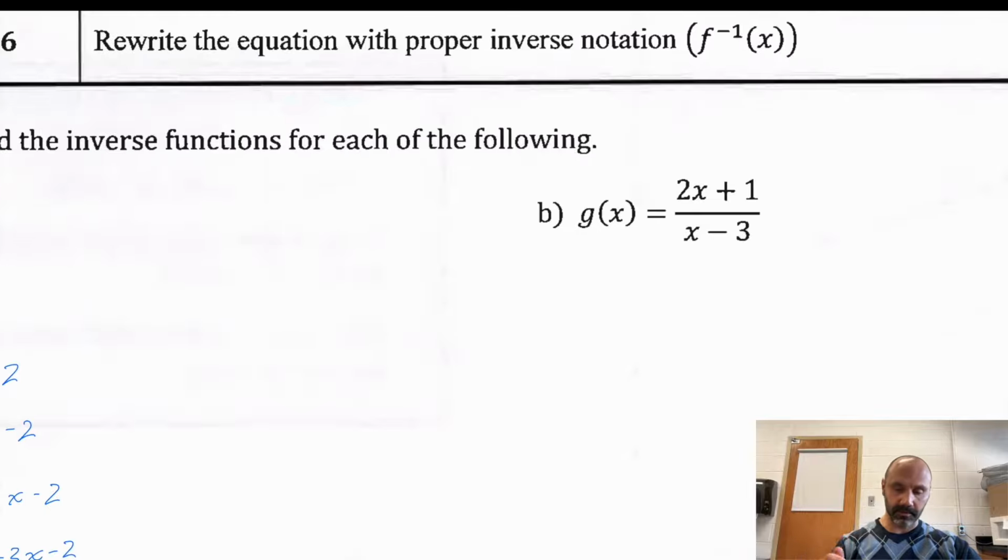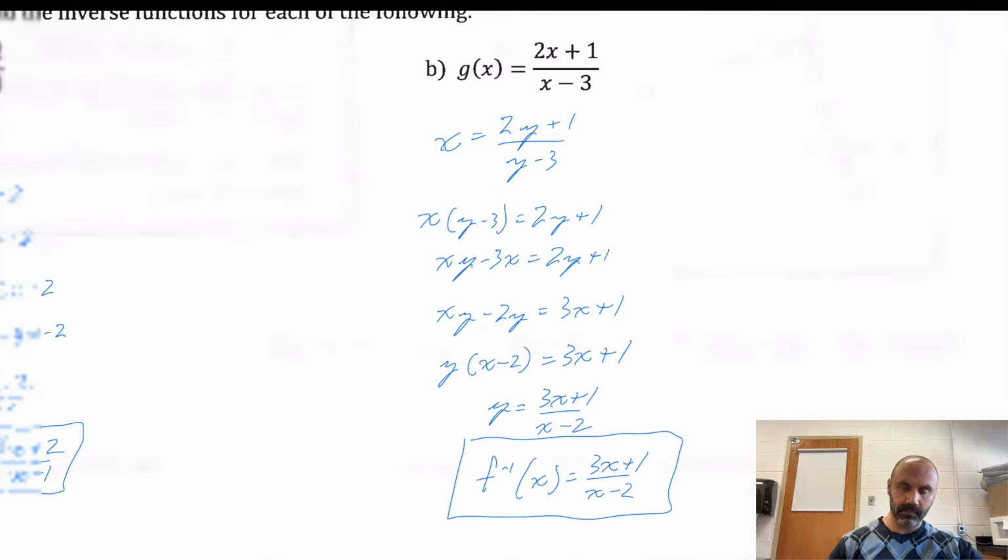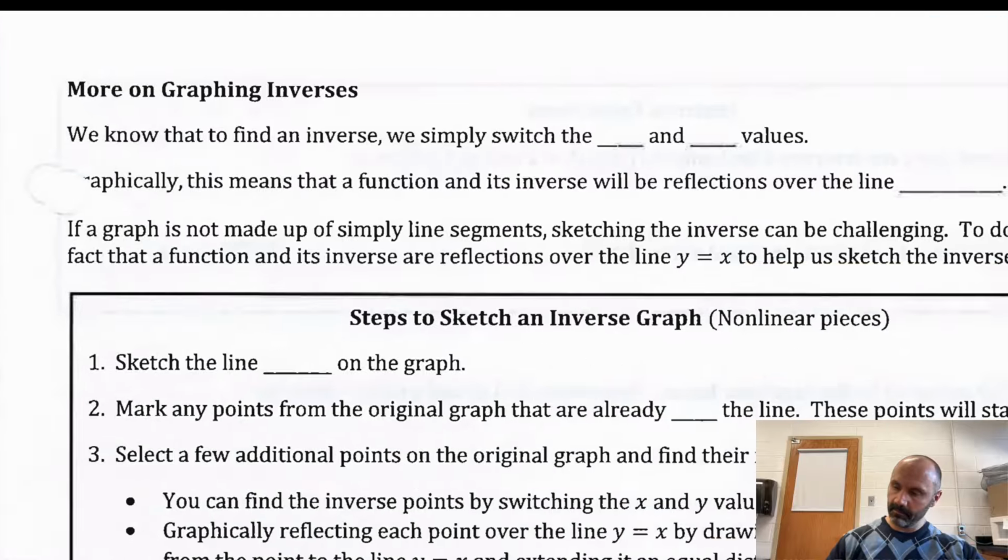And let's try it again with this one. Okay, so just some steps from algebra. Once you do the substitution of x and y, just solving for y. Same thing as last time.